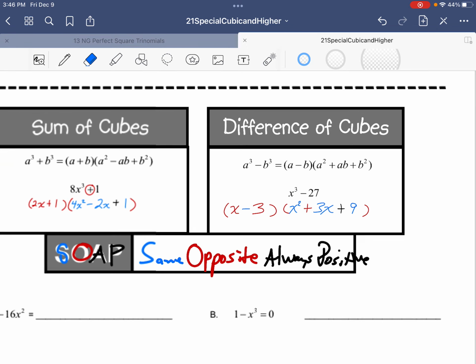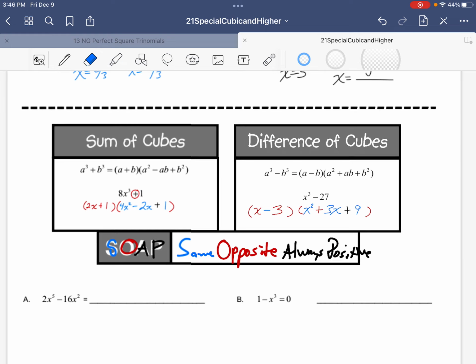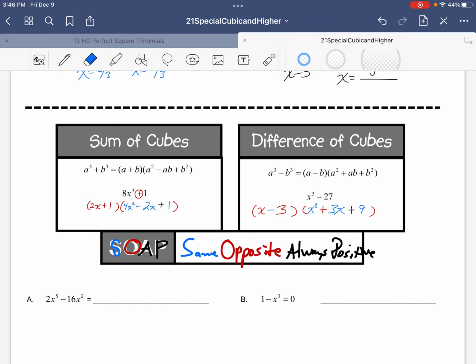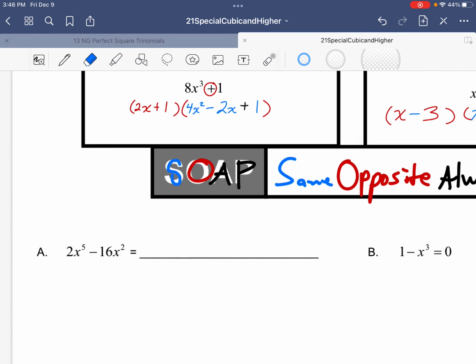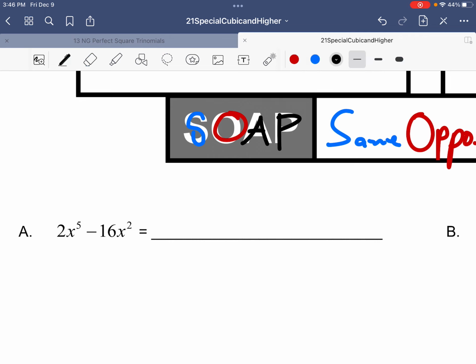Now, why are we doing this? Well, ultimately so that we can solve an equation. Let's make letter A into an equation. Let's make it equal to 0.